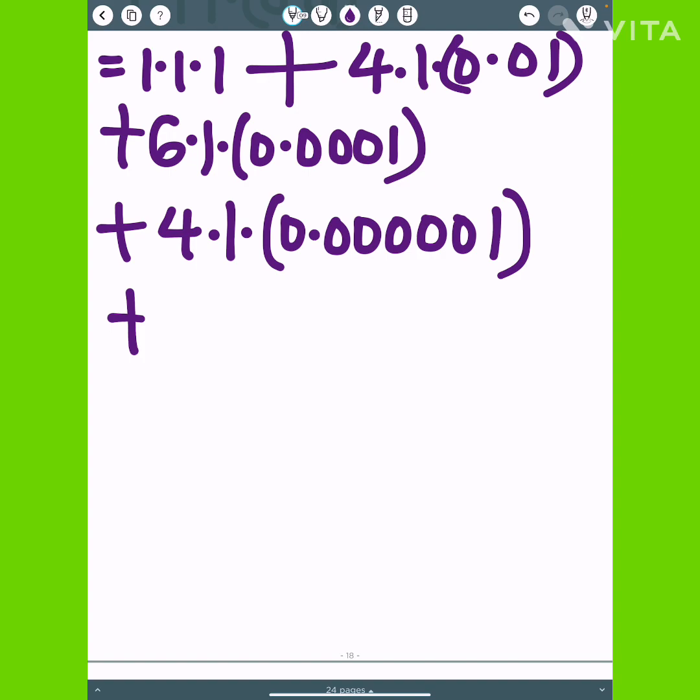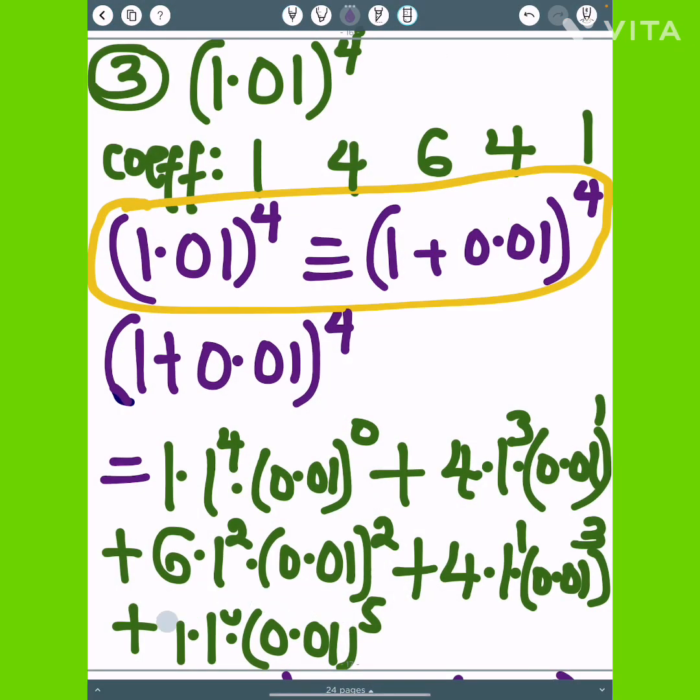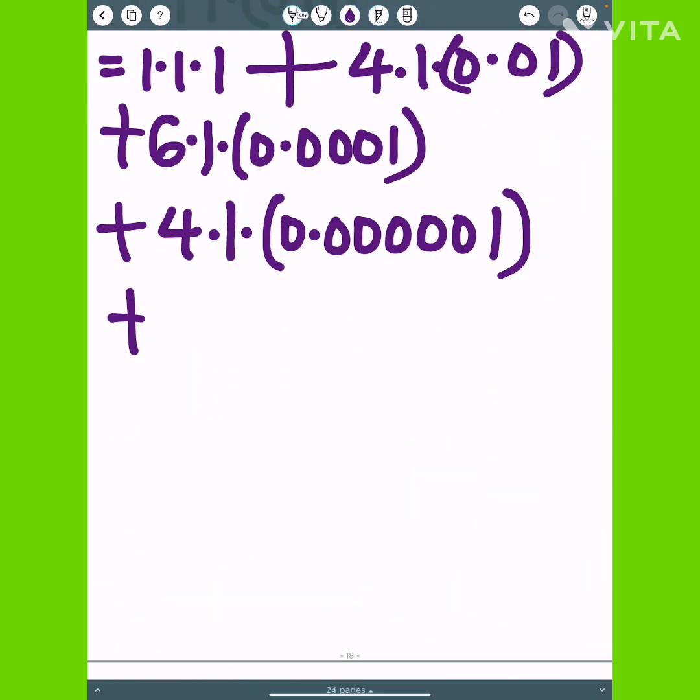Then my fifth and last term. This is my fifth term. This is 1 times 1. 1 raised to the power 0 is 1. So that's 1 times 1 times 0.01 raised to the power 5. Let's look at a quick way of doing that.